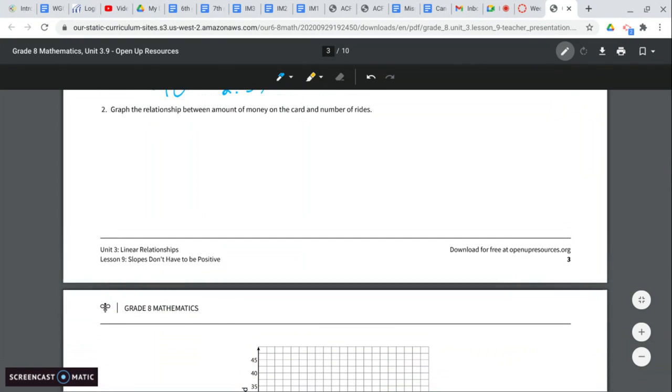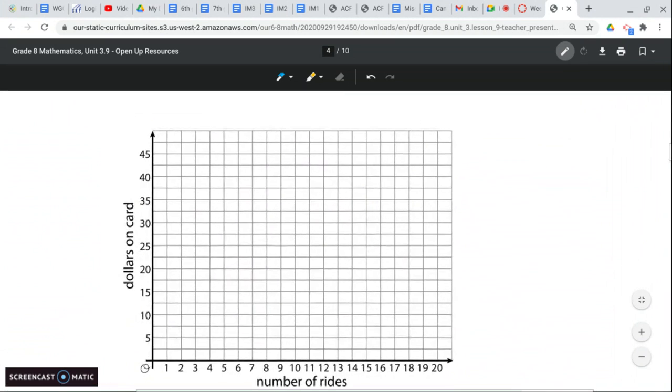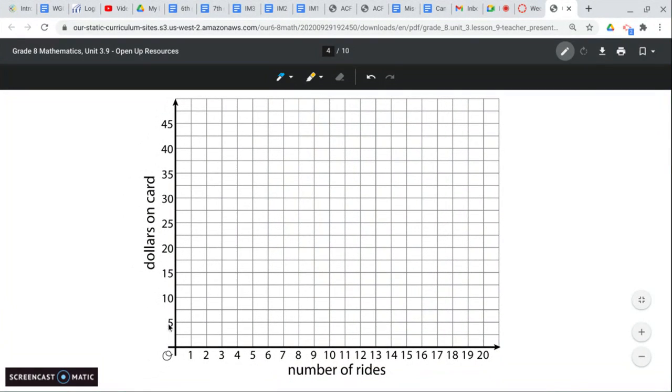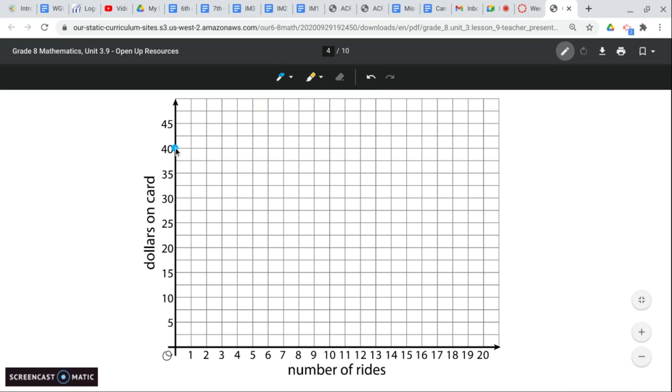So now we want to graph the relationship between the amount of money on the card and the number of rides. Let me zoom this in nice and big. After our starting amount of 40, that was 0 rides. After 1 ride, it's 37.50. After 2 rides, it's 35. After 3 rides, we don't know, but we know we're going down by 2.50 each time.